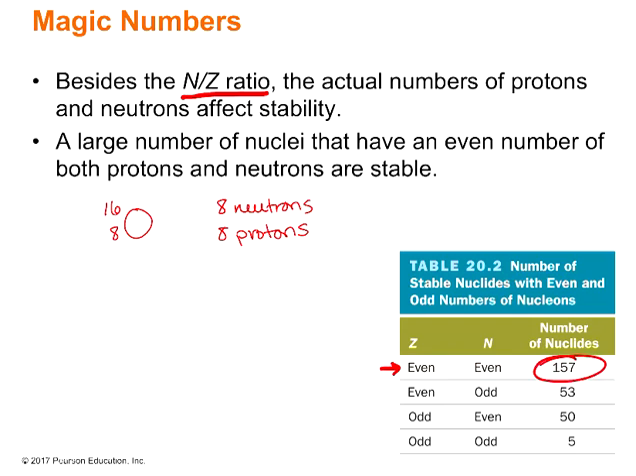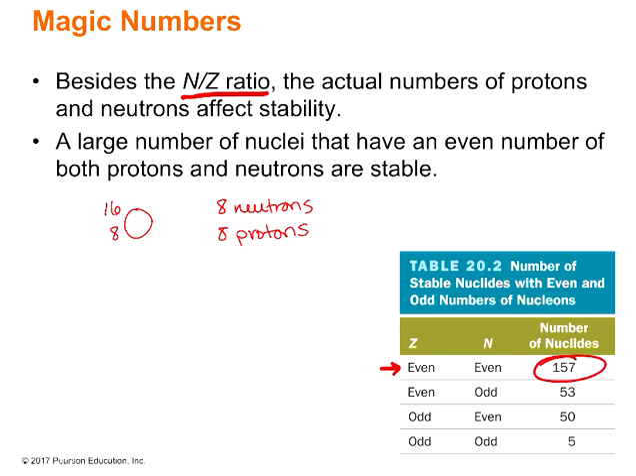Now, let's say we have a nucleus with an even number of protons and an odd number of neutrons. The probability that it's stable decreases by quite a bit. So there are only 53 stable nuclides that have an even number of protons and an odd number of neutrons. And then if you flip that, so if you have an odd number of protons and an even number of neutrons, it's about the same probability that the nucleus will be stable.